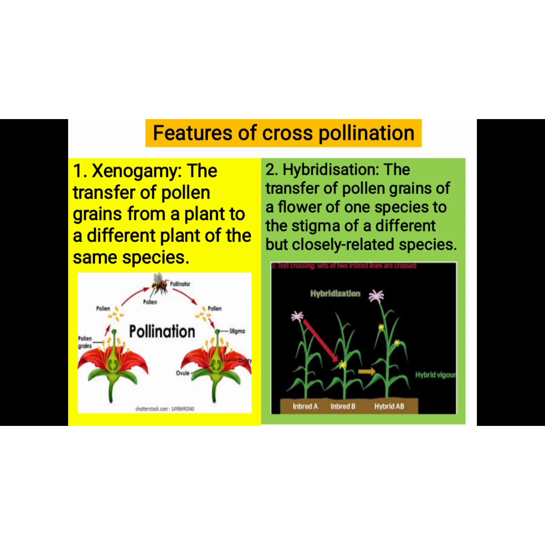Number 2 feature is hybridization. Hybridization is the transfer of pollen grains of a flower of one species to the stigma of a different but closely related species. As we can see in the picture on the right-hand side of the screen, we have 2 plants that are closely related, but of course they are not the same. So these 2 plants are hybridized, and we can see inbred A and inbred B are the 2 plants, and they can give the offspring hybrid AB.